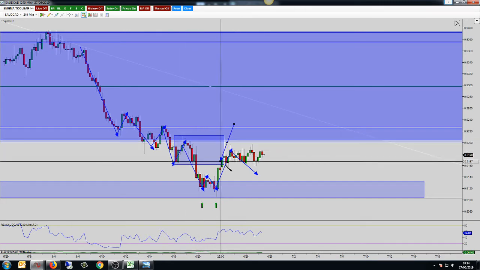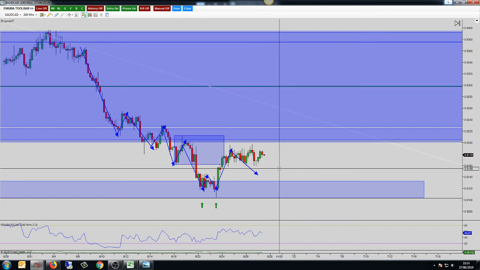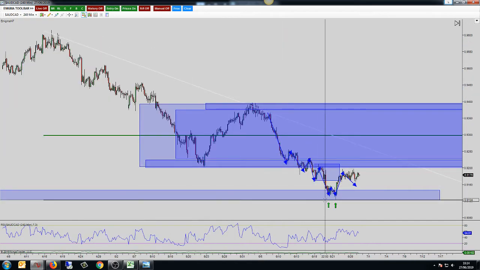Yes, we violated the top of the double bottom, but we have not violated any level of structure, okay? And that is what concerns me on this trade, even though my bigger prediction is that we're going to see a move higher up to this 382.